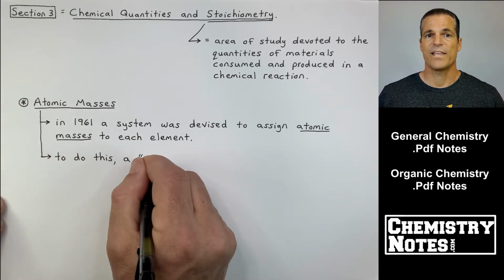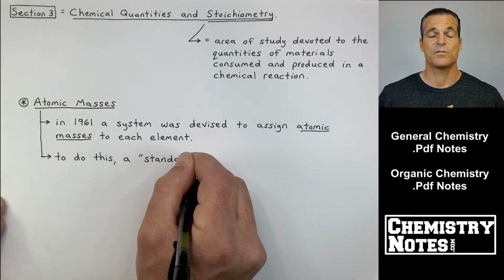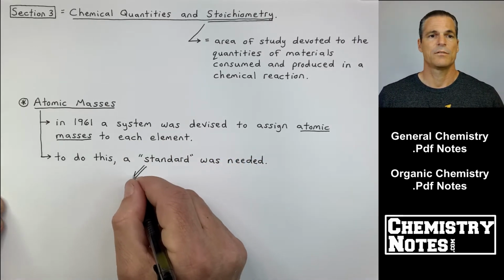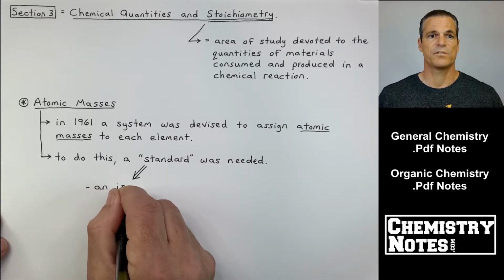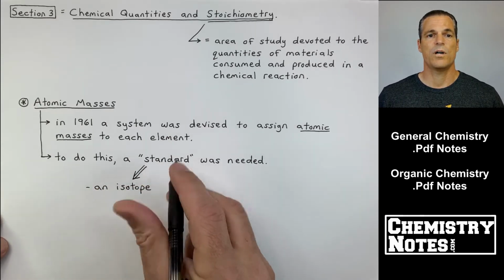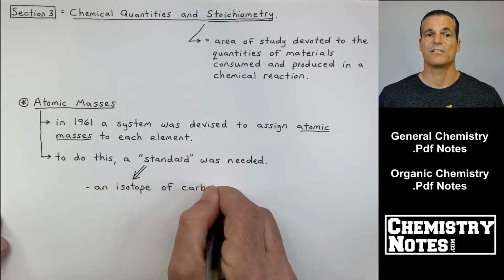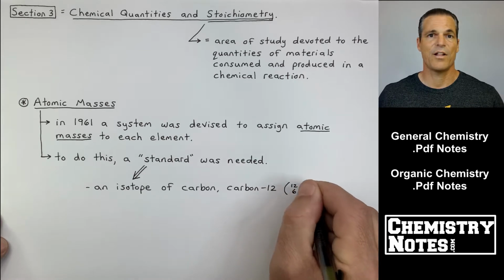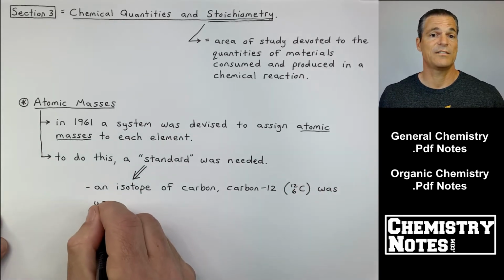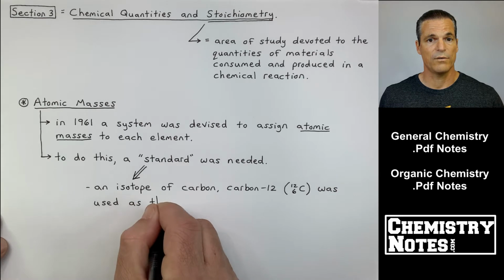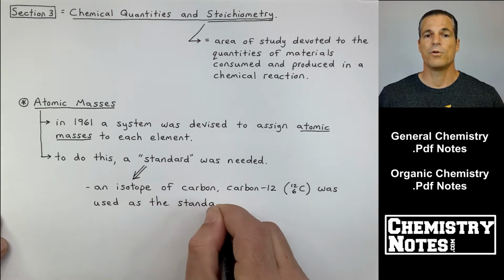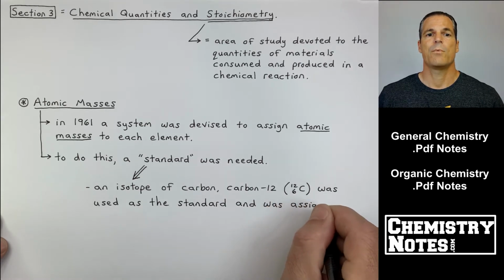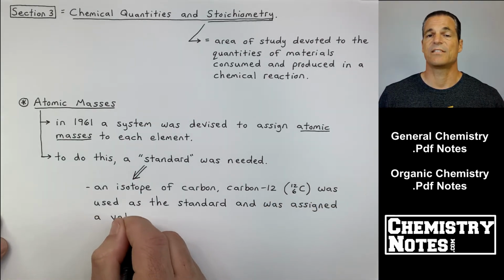All right, now before we can get into quantities and stoichiometry, we have to give ourselves a little bit of background. So, atomic masses is my first subject here. In 1961, a system was devised to assign atomic masses to each element. To do this, we had to develop a standard, and we used an isotope of carbon, carbon 12. The nuclear symbol there is 12,6C, that's carbon 12. And we used this isotope of carbon as the standard.